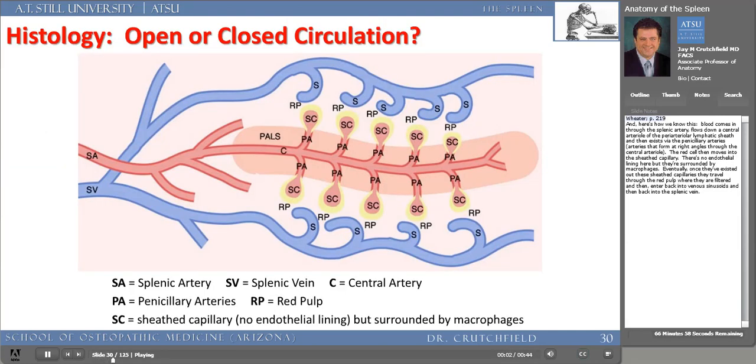And here's how we know this. Blood comes in through the splenic artery, flows down a central arteriole of the periarteriolar lymphatic sheath, and then exits through penicillary arteries, arteries that form at right angles to the central arteriole. They then move into the sheathed capillary. There's no endothelial lining here, but they're surrounded by macrophages. Eventually, once they've exited out these sheathed capillaries, they go through the red pulp where they are filtered and then enter back into venous sinusoids and back into the splenic vein.